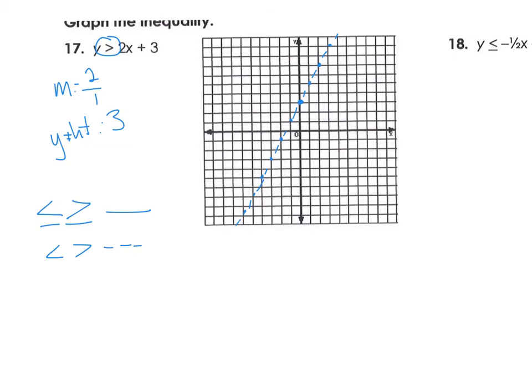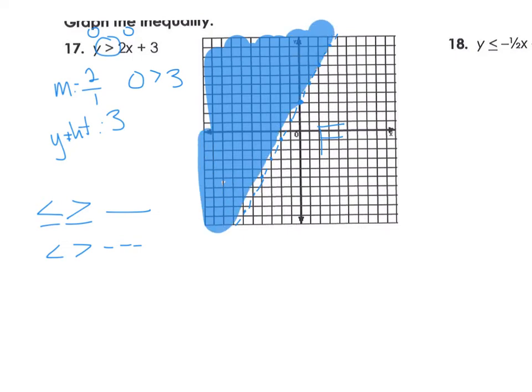So I'm going to test 0, 0, because I can see that 0, 0 is clearly on one side. And so I'm testing this whole side to see if it's true or false. So the way that I do that is I plug in 0 for y and 0 for x. So 2 times 0 is 0. 0 plus 3 is 3. And y is just 0. So I'm asking myself, is 0 greater than 3? And the answer is no. So this is my false side. That means the other side has to be the true side. And so I would shade the other side. And that is how I would perform the correct operations for number 17.